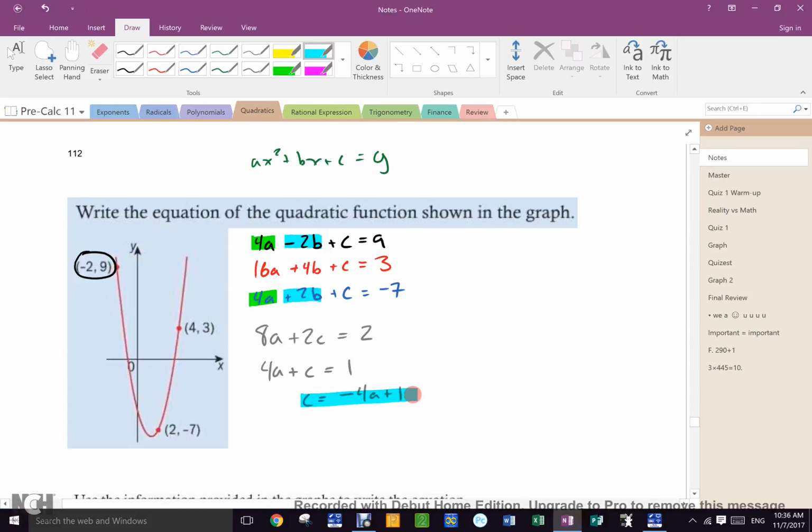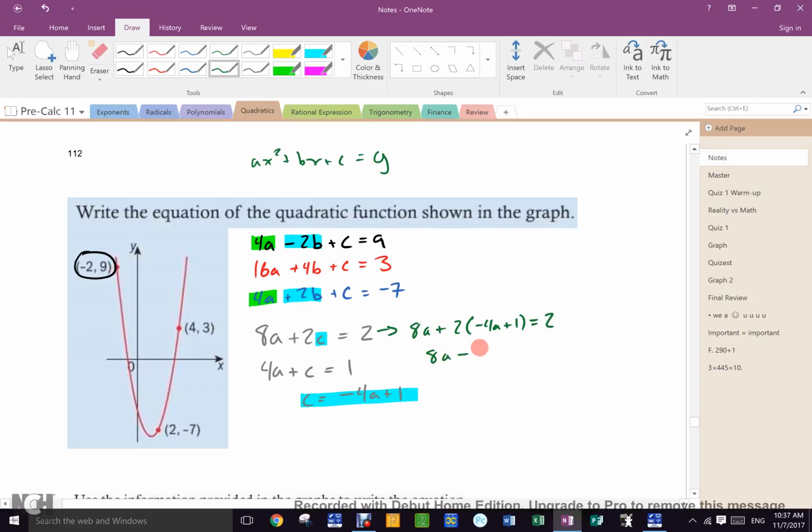If c equals that, what can I write right there? I can write that. And then do I only have one variable? And then once I have one variable, I can sub it back in, find the other variable, sub it back in, find the third variable. Right? So what would I do here? What does this become? It's 8a plus what? 2 times what? Negative 4a plus 1 equals what? 2.